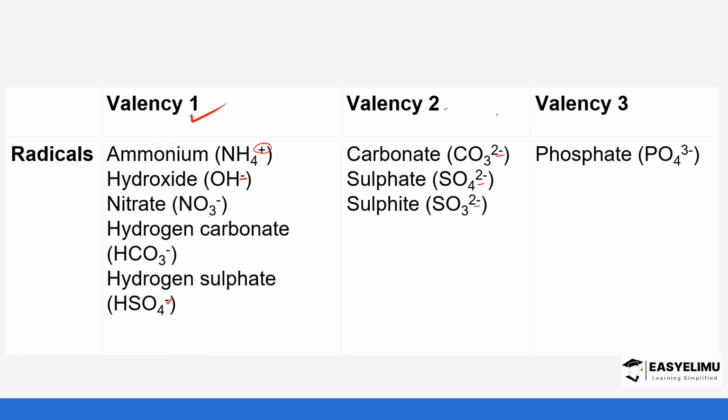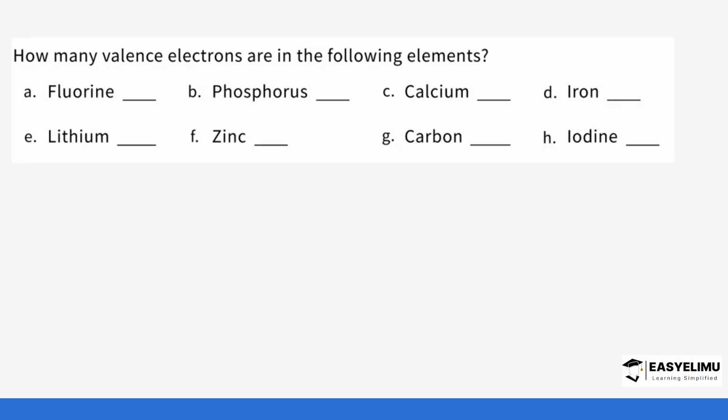And then the one that has a valency of 3 is phosphate. It is important for you to note that these charges are also equivalent to the valency. We are going to use this when we are forming compounds. So let's look at a few questions.